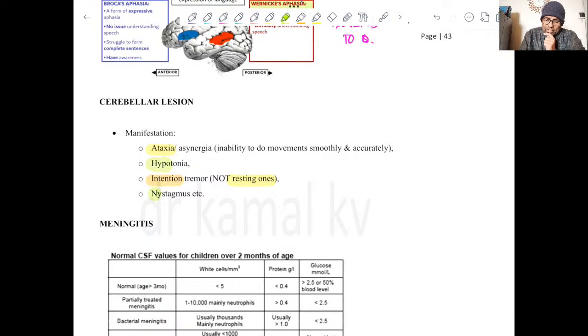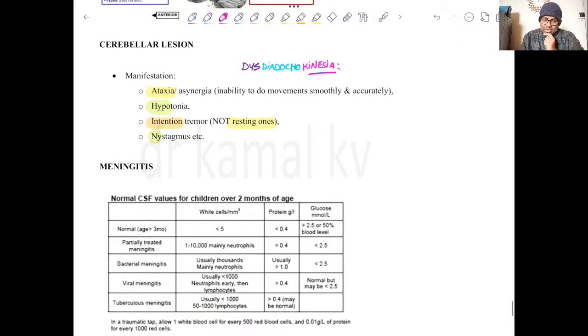And here there is one more term, diadochokinesia. Like if you tell the patient to do supination, pronation rapidly, he will not be able to do those rapidly alternating movements. So that is dysdiadochokinesia, should be remembered for cerebellar lesion.